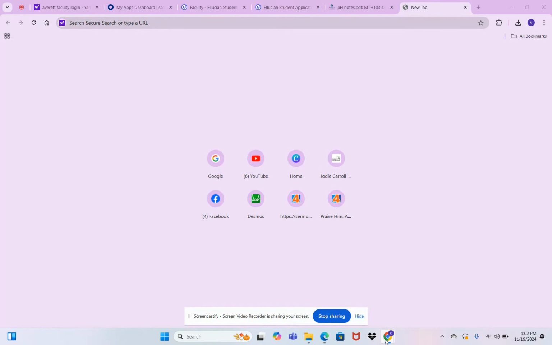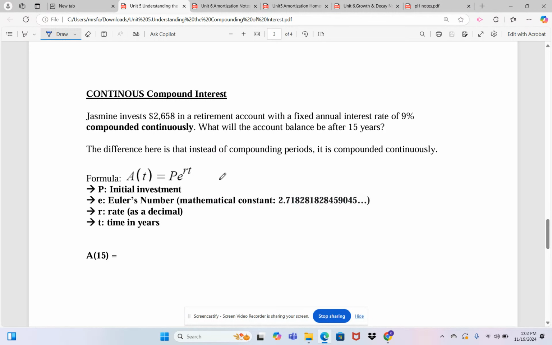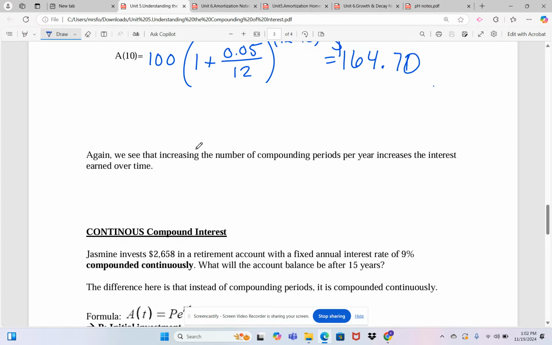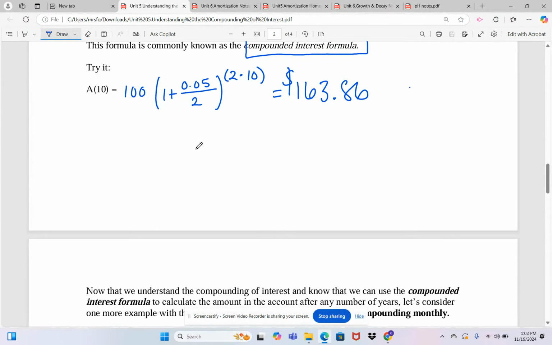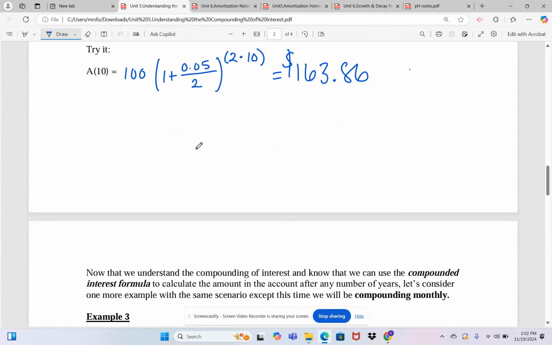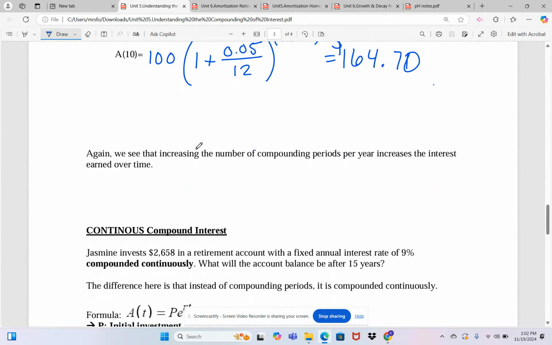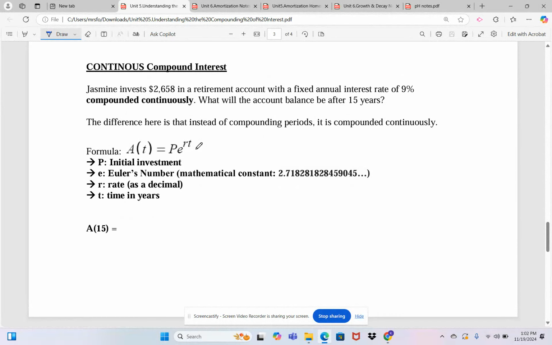All right, so let's start with our notes. We are looking at continuous compound interest. Last class we looked at when it's compounded monthly, that's 12 times a year, weekly, 52 times a year. Continuous compound interest means it's continuously compounding. We also saw the more times it's compounded, usually the more money that's earned. But let's see.